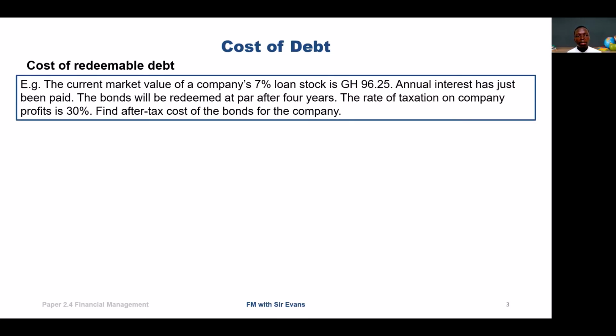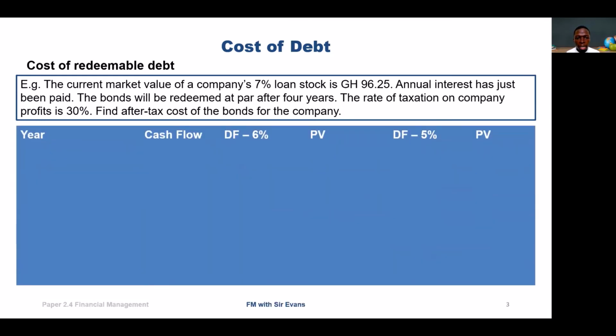The current market value of a company's 7% loan stock is 96.25. So in this situation, even the market value will be included in our discounting. And then the annual interest has just been paid. The bond will be redeemed at par after 4 years. The rate of taxation on company profit is 30%. So we should find the after-tax cost of the bond for the company.